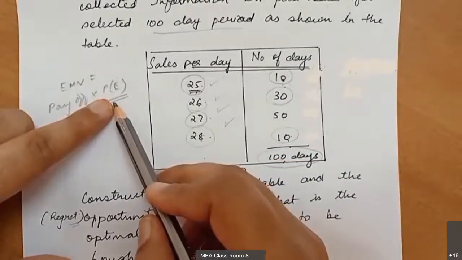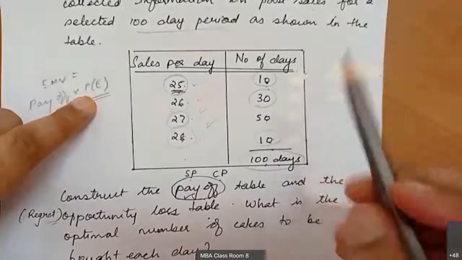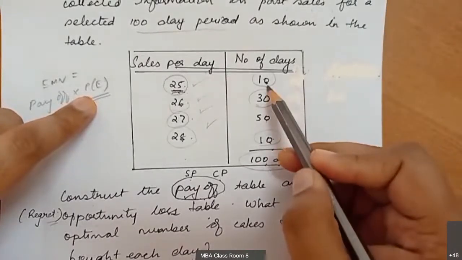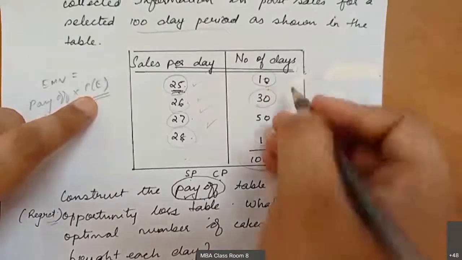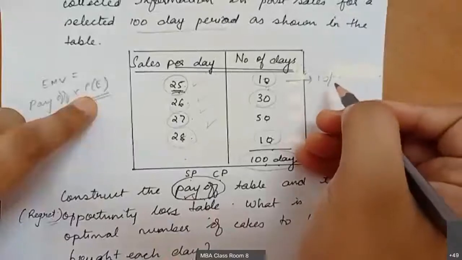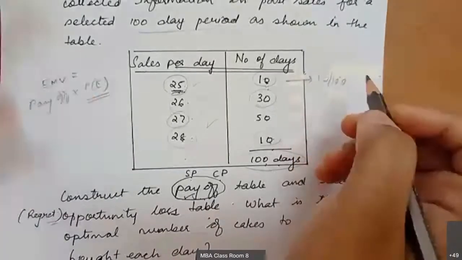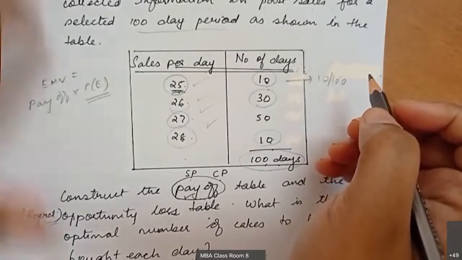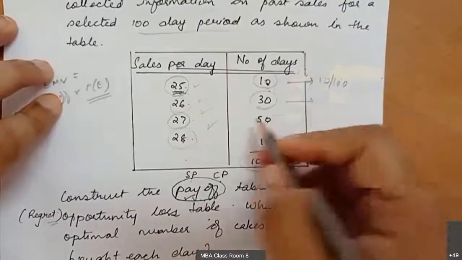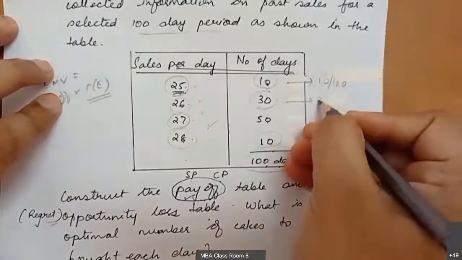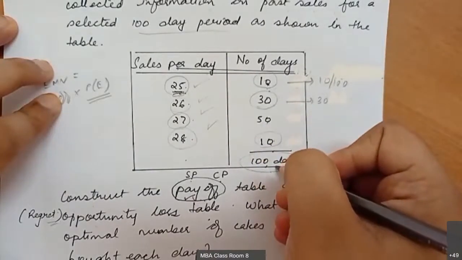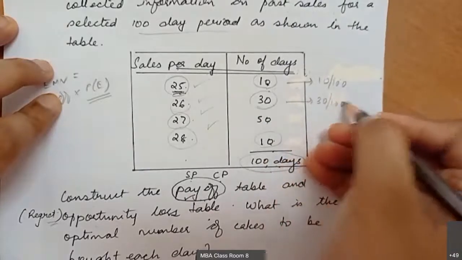Probability, how will you calculate the probability? You already know it is 100 days. In that, 10 days. So what is the corresponding probability? 10 divided by 100. Next one, for the second row, what is the probability? That is 30 days out of 100 days, so the probability is going to be 30 divided by 100.